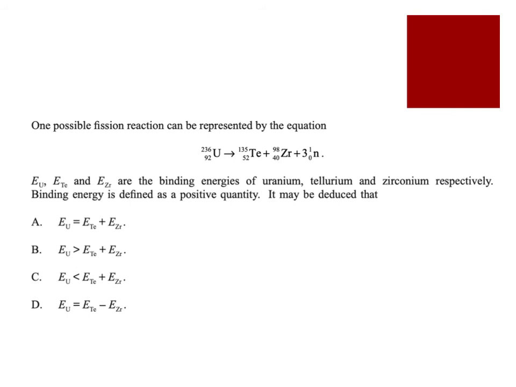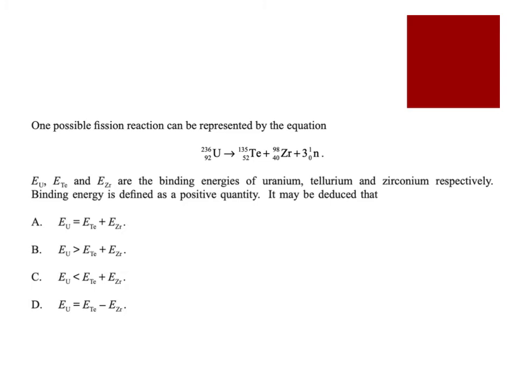So let's take a look at a couple of different examples. So it tells me that this is a possible fission reaction. We've got uranium-236 breaking into tellurium and zirconium. Remember I said it's not always krypton and barium. Now it's telling us that we've got the binding energies, and it's looking for the relationship of the binding energies of the products and the reactants.